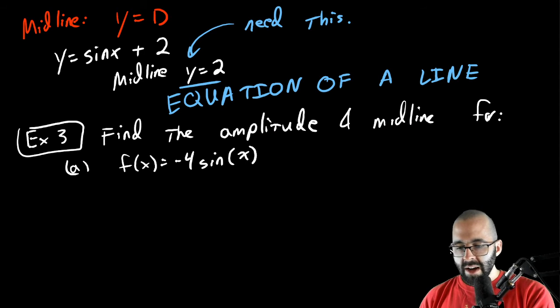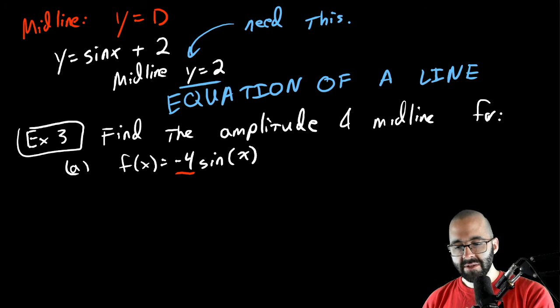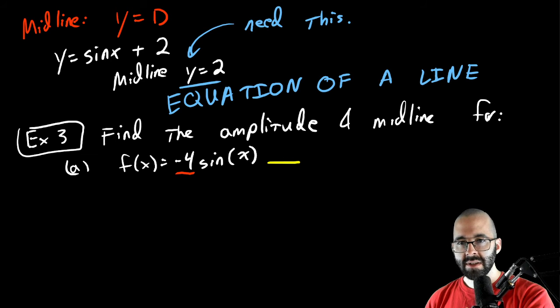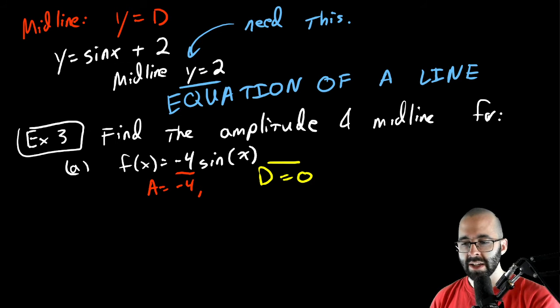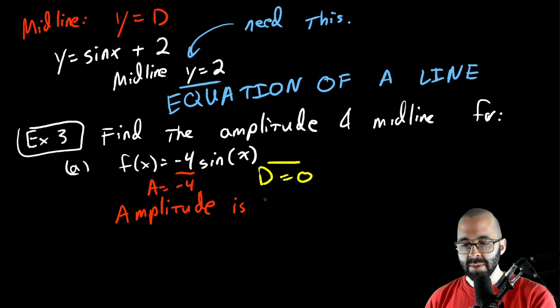So in this case, right, what is our a value? Our a value is -4. What's our d value? There's no d here. You can think about it as +0 if you want. D is equal to 0. So a is -4. D is equal to 0. And that gives us all the information we need. The amplitude is the absolute value. It's 4. The midline is the line y equals d.